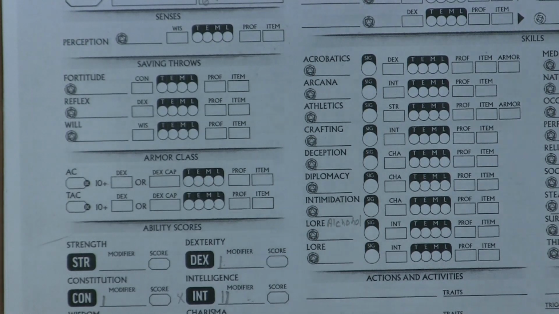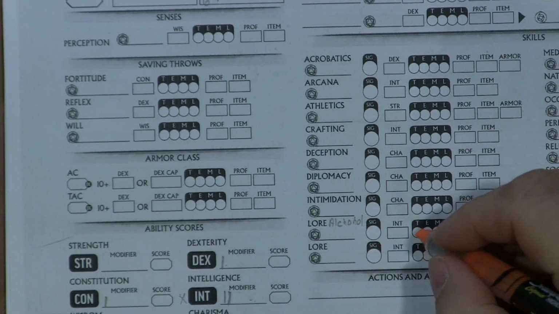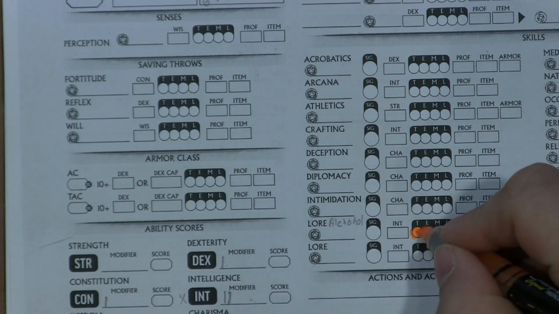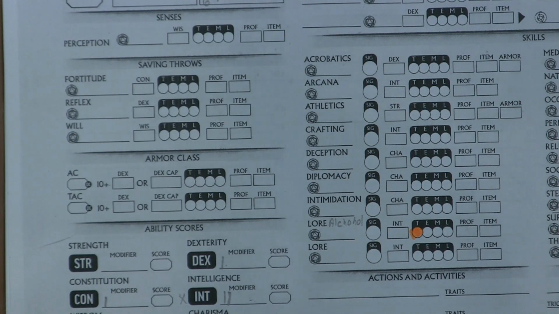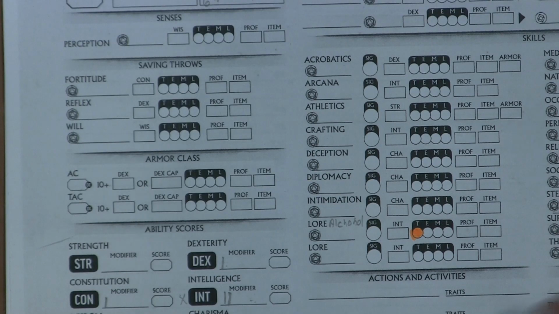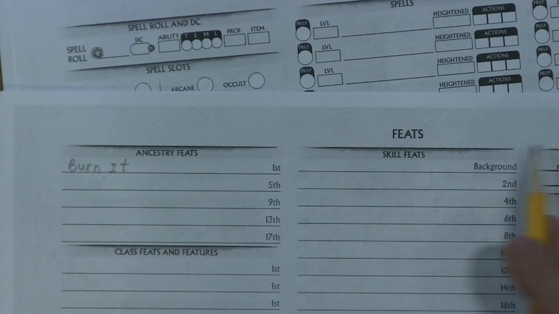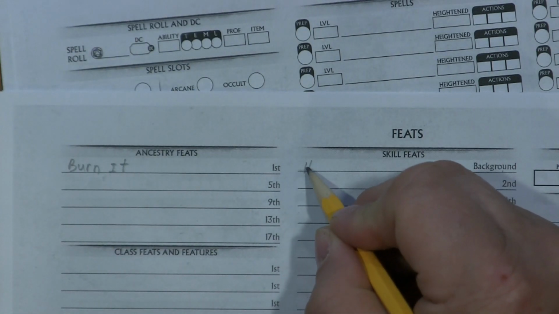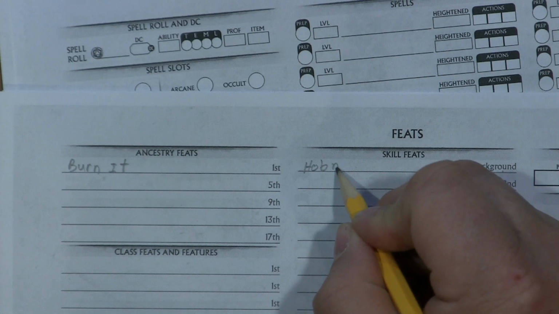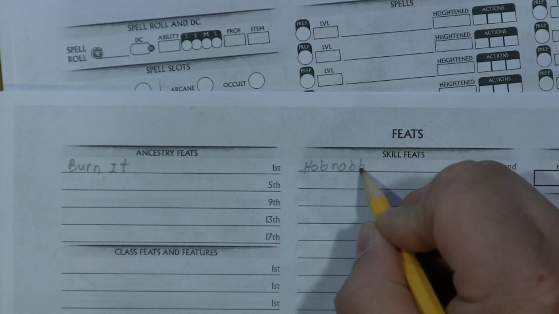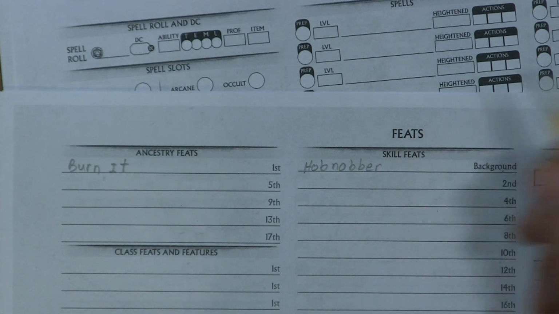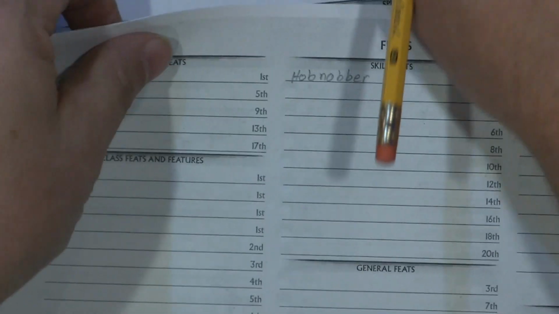I'm going to use a highlighter. You don't have to do this at home. I'm doing this so you can see it better. He's trained in that lore. So, then you go to page 2, and you go to your background feats, or skill feats, background, Hobnobber, which basically allows him to gather information double the normal amount in downtime. Pretty good little ability.